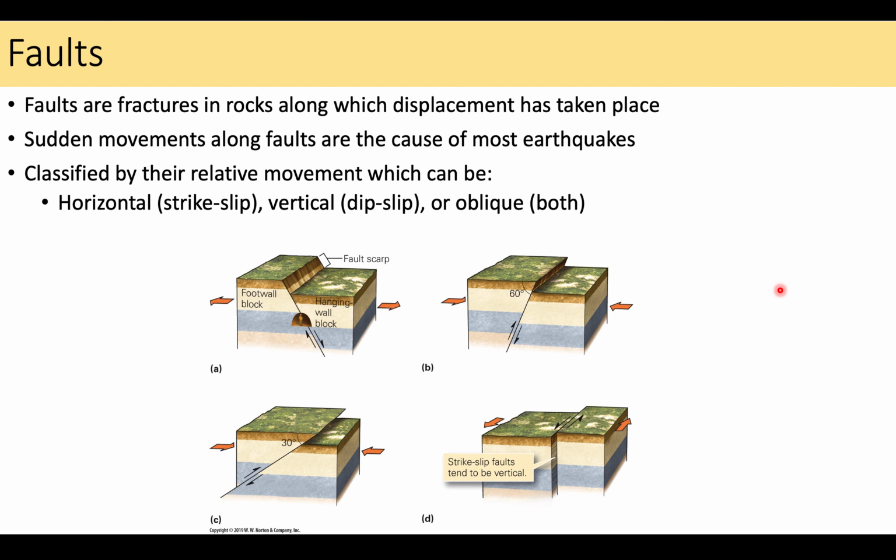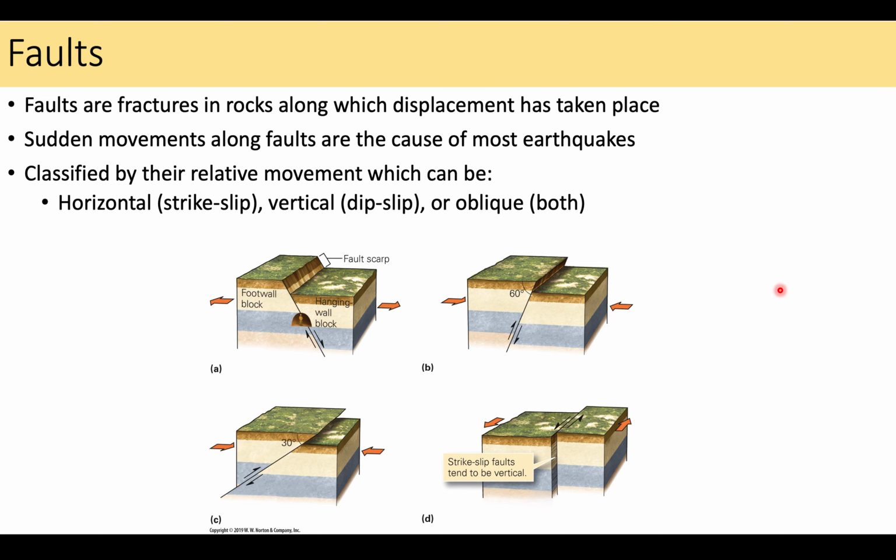So most earthquakes are caused by sudden movement along a fault. So faults that are pre-existing are going to feel sudden motion, sudden movement, I should say, that is going to cause what we know as an earthquake. Most earthquakes.